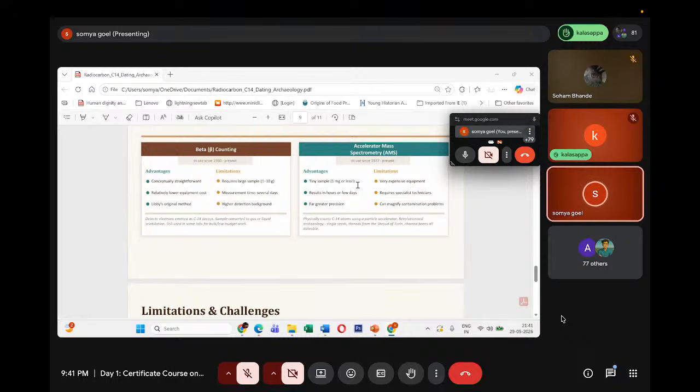Earlier a lot of samples were sent abroad. Even now they do. For Killary, they sent their samples to Beta Analytics in USA, which is a very renowned laboratory, honestly speaking. Sending samples abroad is not wrong. It is a normal international practice. It does not reflect any lack of Indian capability. It simply reflects the global demand for AMS dates, and the specific expertise required for different sample types.